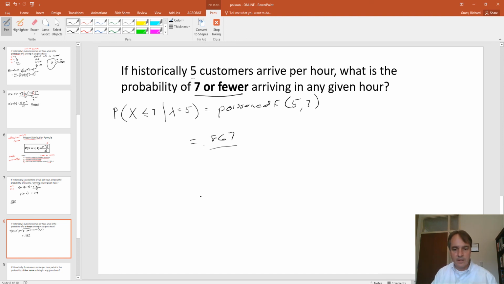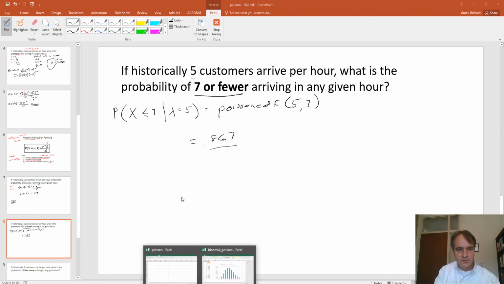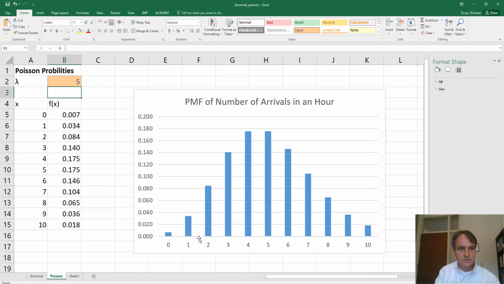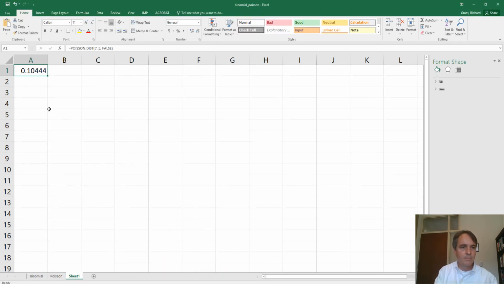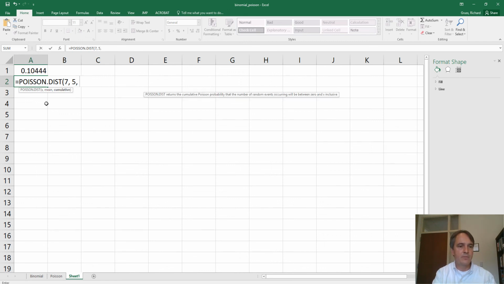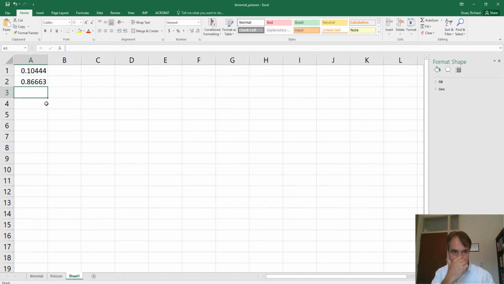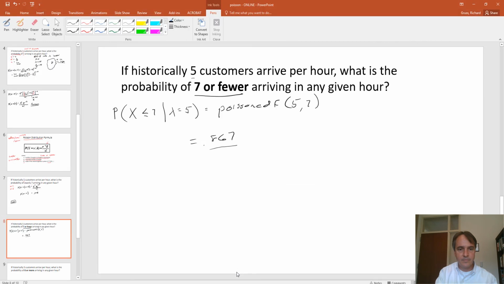Okay, again, let's do it in Excel just for the sake of completion. This time we'll just use the Poisson.DIST. Once again, we're asking about 7. Our mean is 5, and this time we want cumulative equal to true. And at 0.867, we get the same answer. So it doesn't matter which tool we use. They calculate it the same.